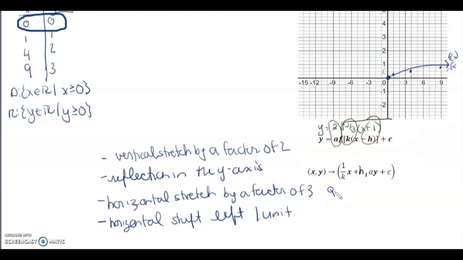So when we're doing the mapping notation, x comma y is going to map onto 1 over k, because this is a horizontal stretch. It's going to be negative 3. The negative is the reflection, and the 3 comes from taking 1 over k. Our k value is actually negative 1 over 3. So if we did 1 over negative 1 over 3, we know that 1 over anything is just the reciprocal. So we take the reciprocal of it, flip it, and we get negative 3 over 1, aka negative 3.